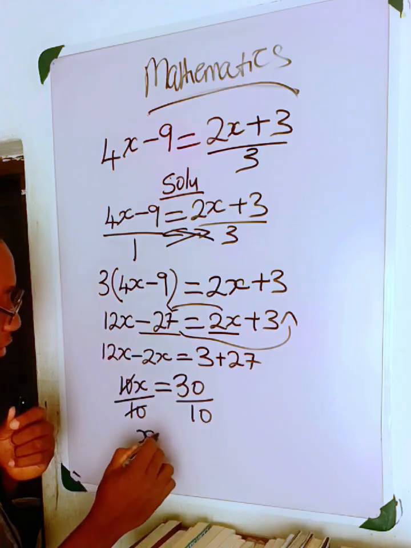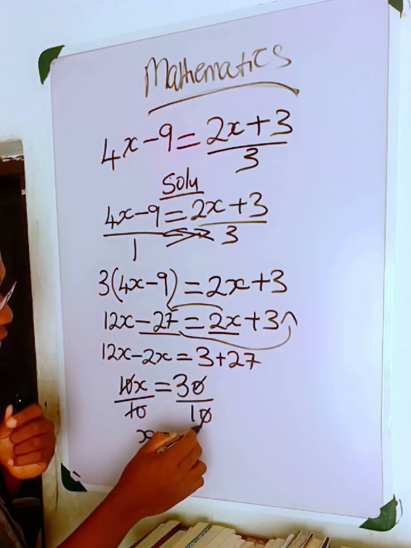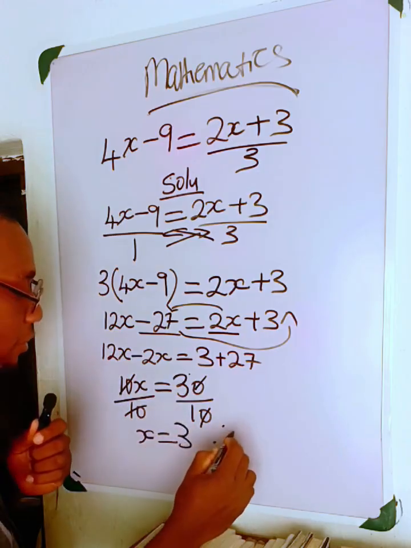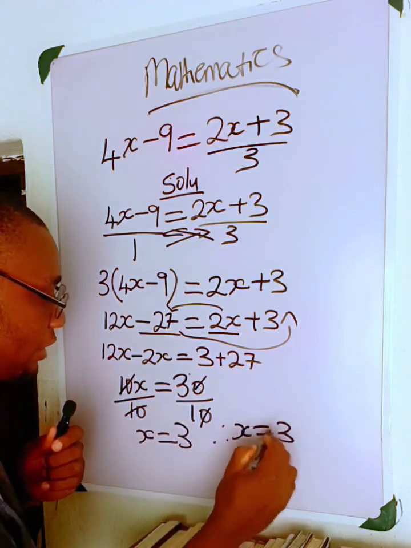What do we have left? x equals, 0 can cancel 0. 3 divided by 1 is what? 3. Therefore, x equals 3. This is the final answer.